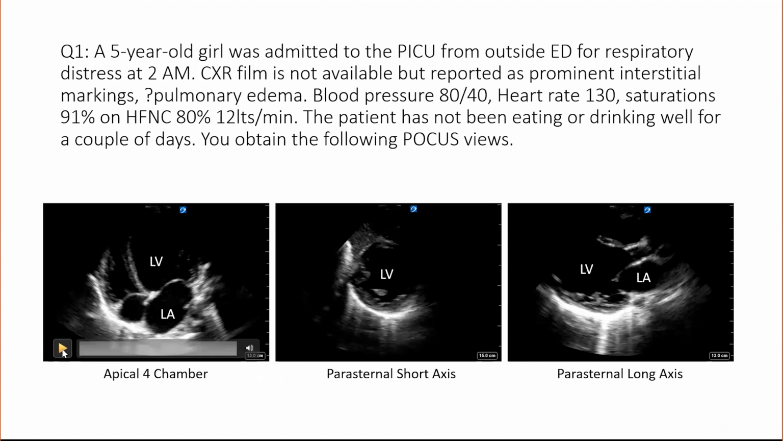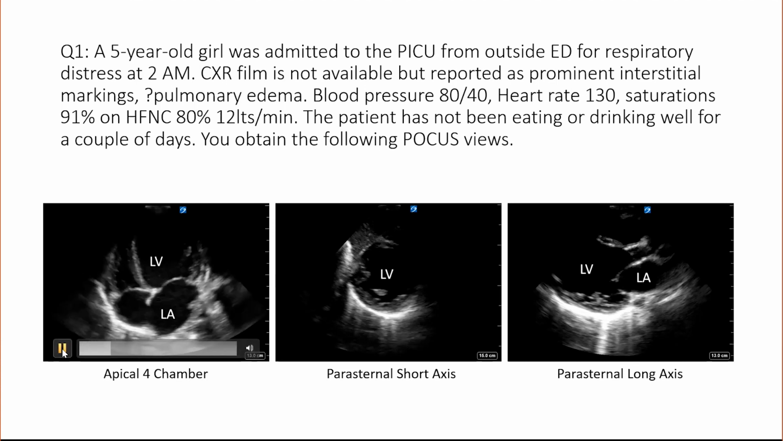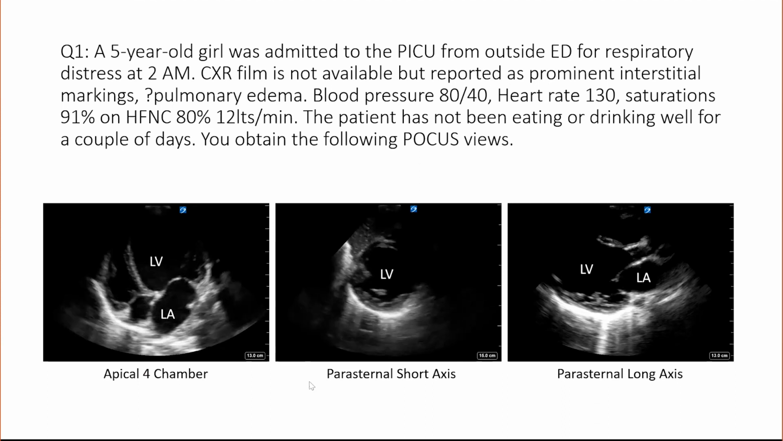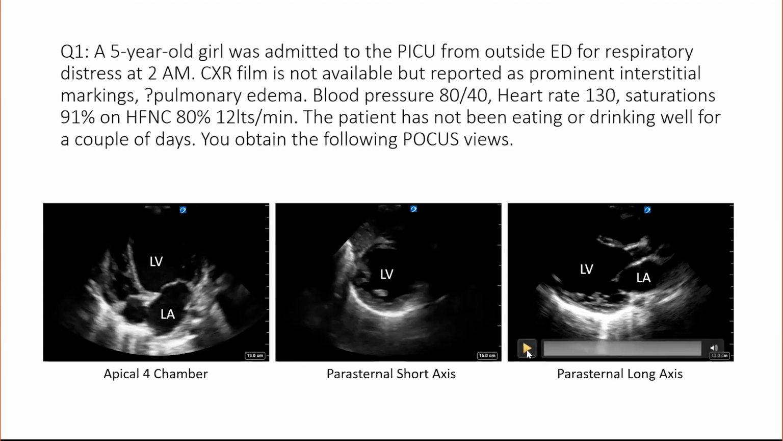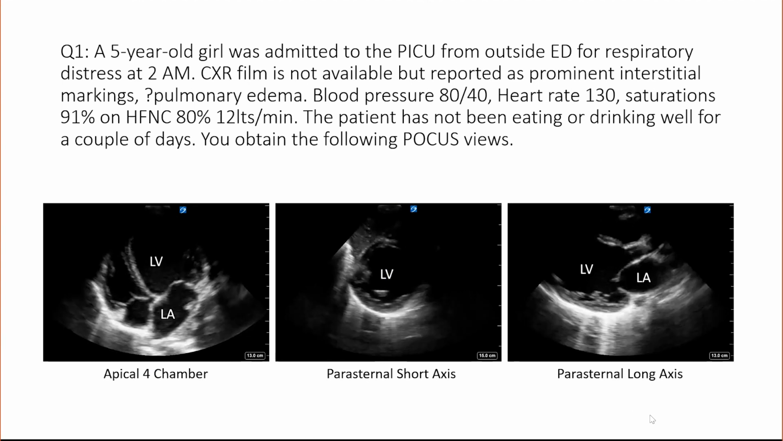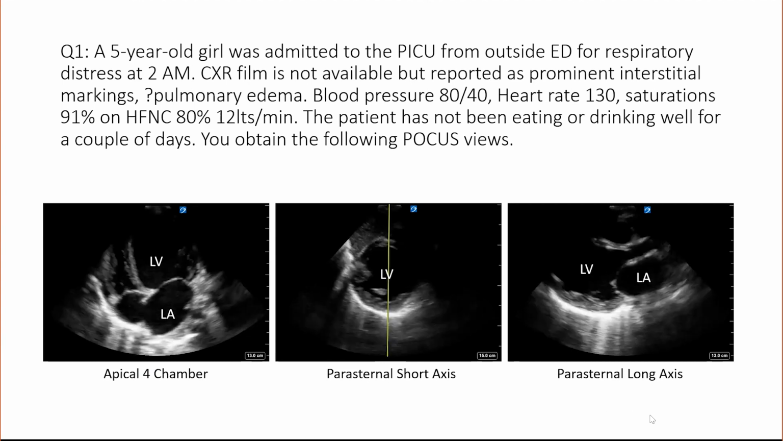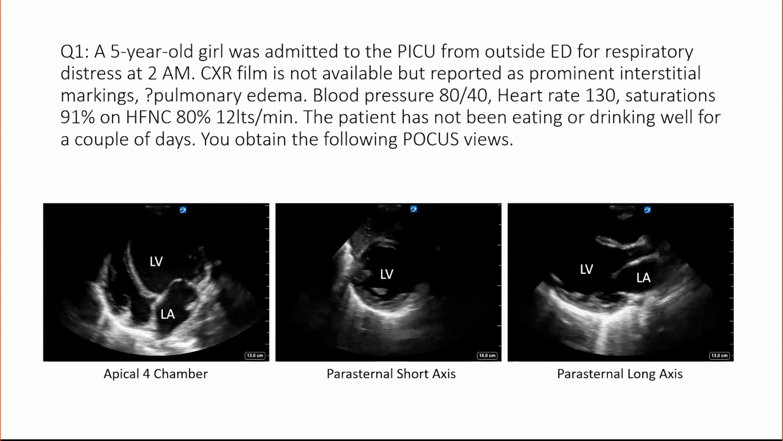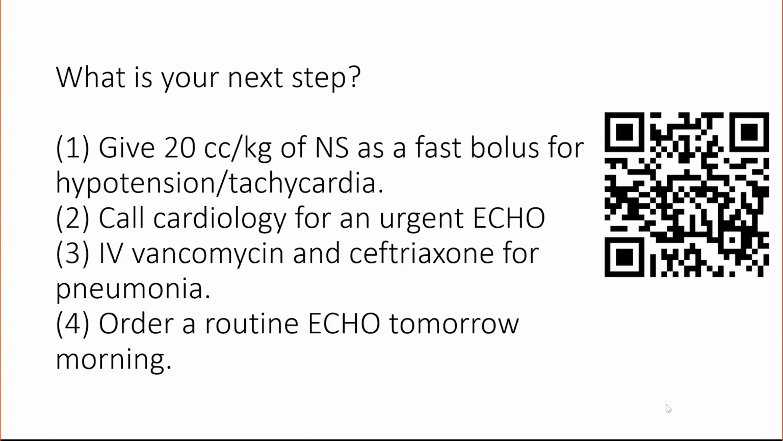So you obtain some focused images. This is the apical 4-chamber view. Then we have a parasternal short axis and a parasternal long axis view. Let them run for a minute. Let's go to the options. So what's the next step?